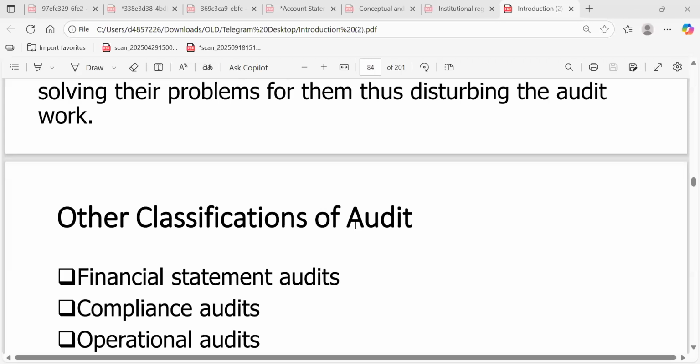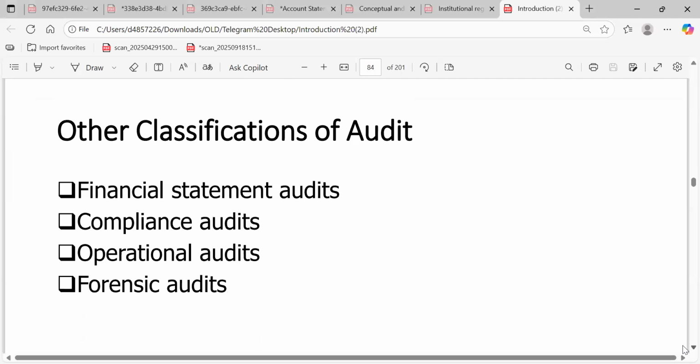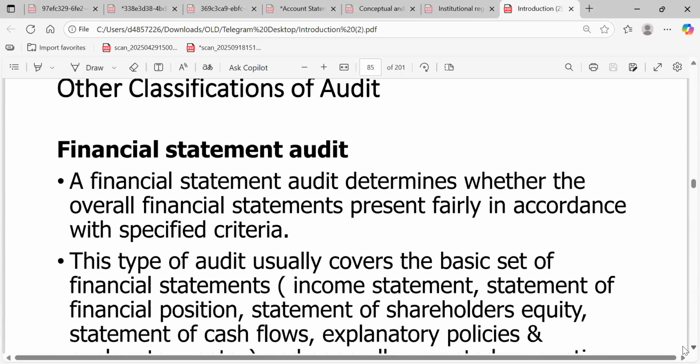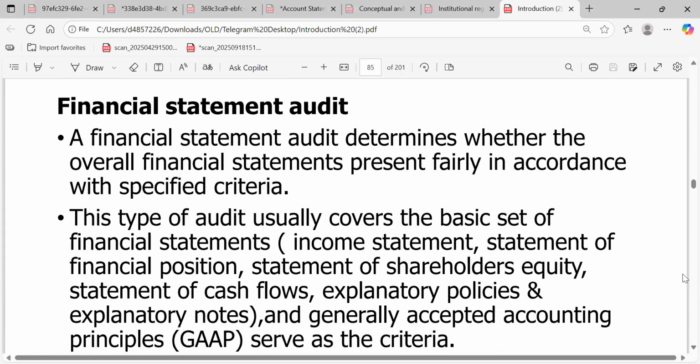Okay, so looking at other classification of audits, we have financial statement audits, compliance audits, operational audits, and forensic audits. So let's look at them one at a time. When we talk about financial statement audit, we are saying that it is a form of audit where the auditor basically examines the financial statement in its detail.